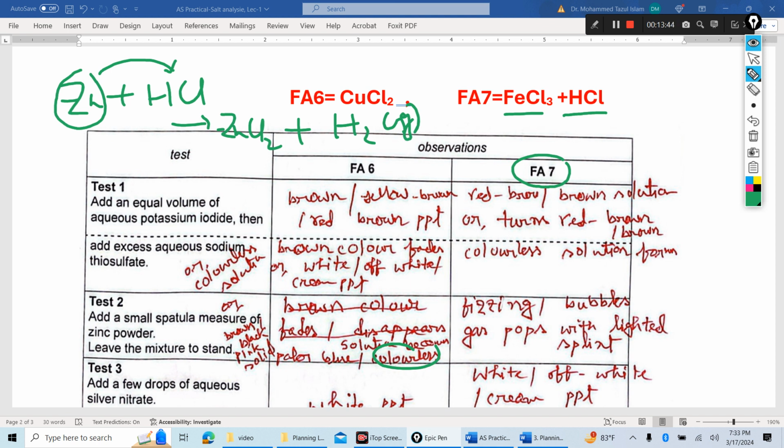When hydrogen gas is produced in aqueous solution, your observation will be fizzing or bubbles or effervescence. As I told you earlier, if any gas is produced, you should write the positive test of that gas. So hydrogen gas pops with a lighted splint. This test you must write. Fizzing bubbles means metal reacts with acid and hydrogen gas is produced, so you need to write the hydrogen gas positive test: hydrogen gas pops with a lighted splint.